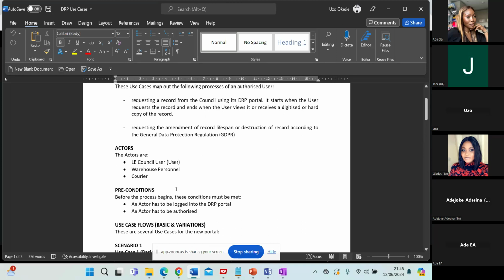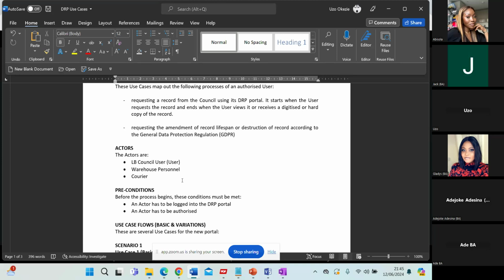Now for this, there are three actors. There's the user, there's the warehouse personnel, and there's the courier. The warehouse personnel comes into play if the record that is being asked for isn't digitized and it's still a paper copy. So the warehouse personnel has to go and open boxes and go to their storage and find out the paper or the record that the user wants, create a copy, give it to the courier, and the courier delivers it to the user.